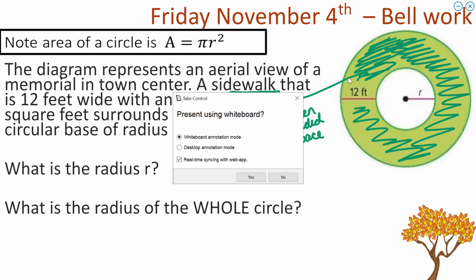Subtraction. All right, so I'm going to write down what we just said out loud. That the area of the green donut would be equal to the area of the big circle minus the area of the small circle.